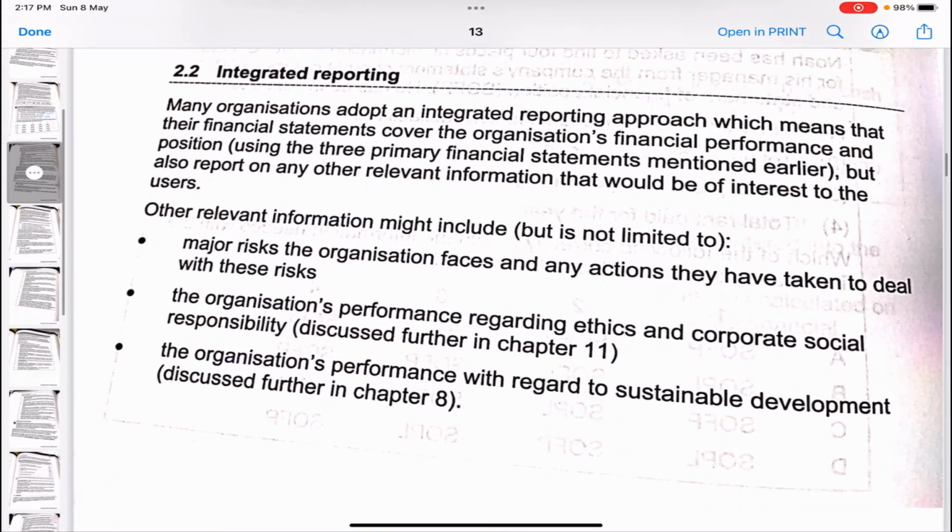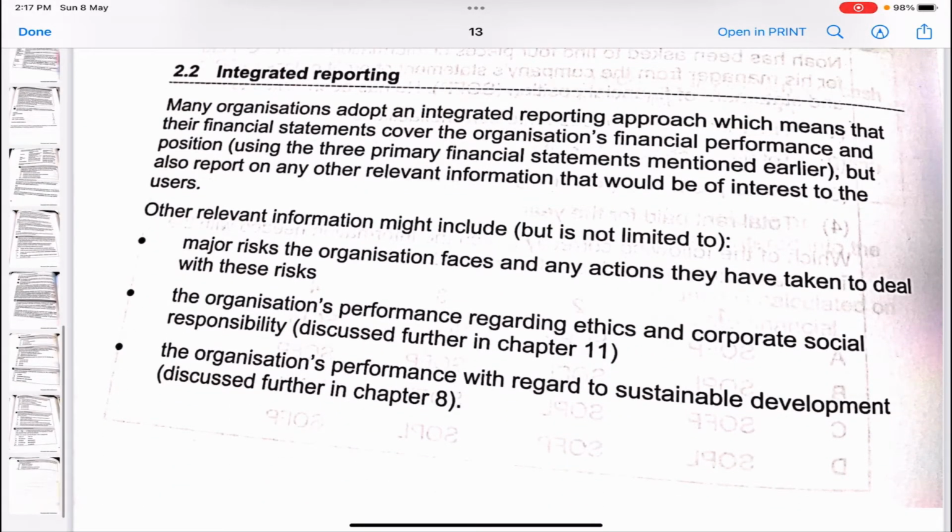Moving on, we come to integrated reporting. So what is integrated reporting? Many organizations adopt an integrated reporting approach. It means that their financial statements cover the organization's financial performance and position using the three primary financial statements mentioned earlier, but also report on any other relevant information that would be of interest to the users. So integrated reporting is when the financial performance, financial position, as well as any other relevant information, everything is combined together and shown in the financial statement.